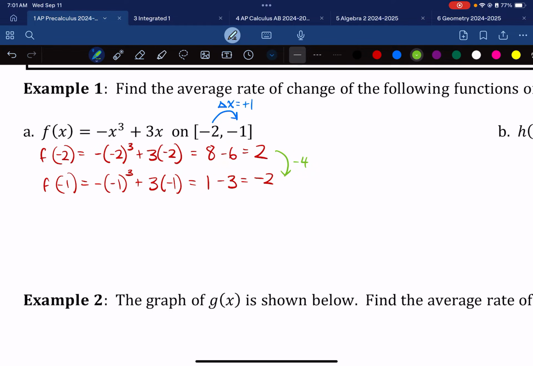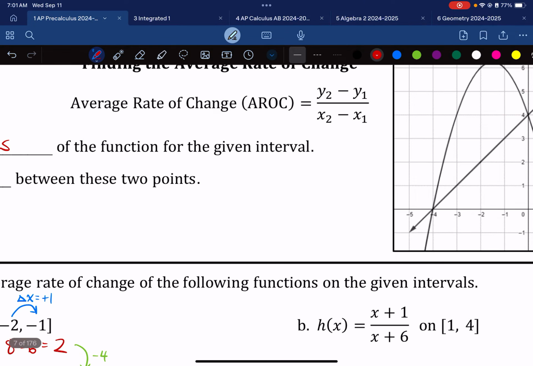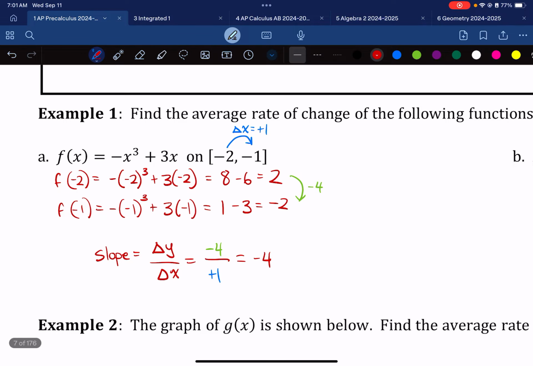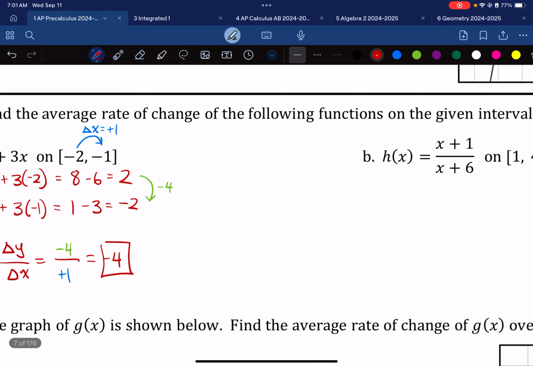So I've gone right 1, down 4. So my general way of doing slope is a little bit different than this formula. You can use this one if you want. It works perfectly fine. But in general, I say that slope is equal to the change in y over the change in x. And I'm going to say that's a -4 for the change in y divided by a change of 1, and that is just evaluating to -4. All right, so I can box that. That's my final answer, and move on to the next one.